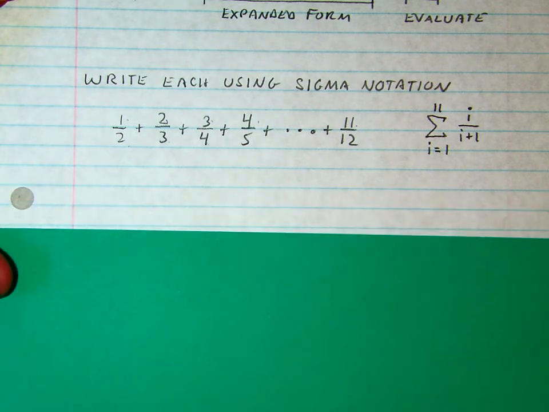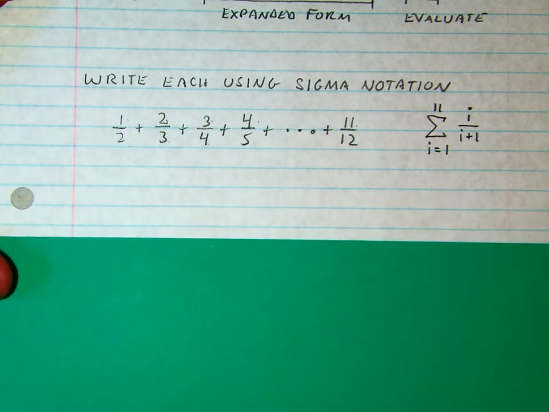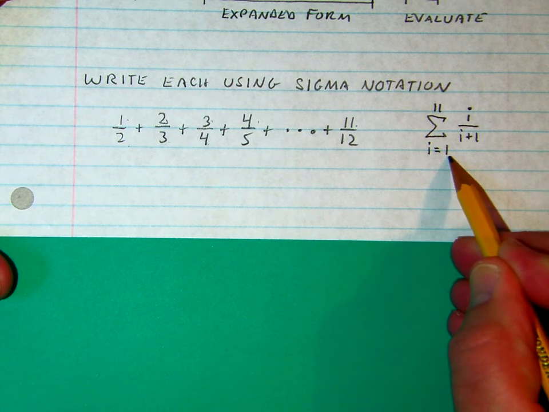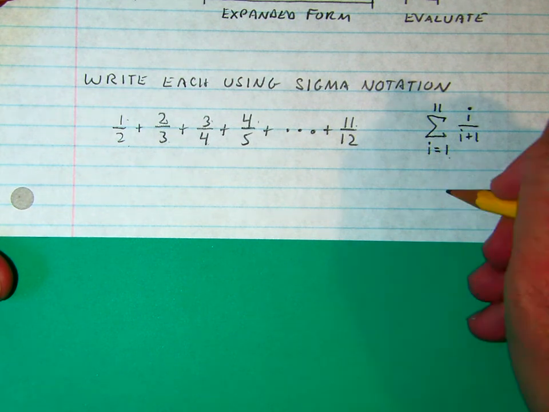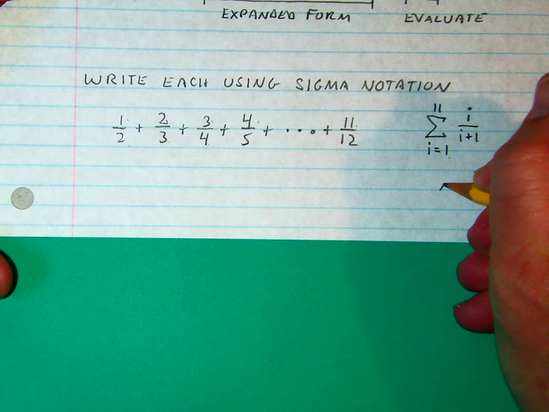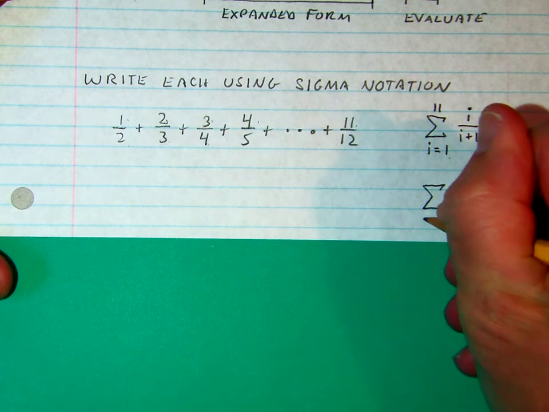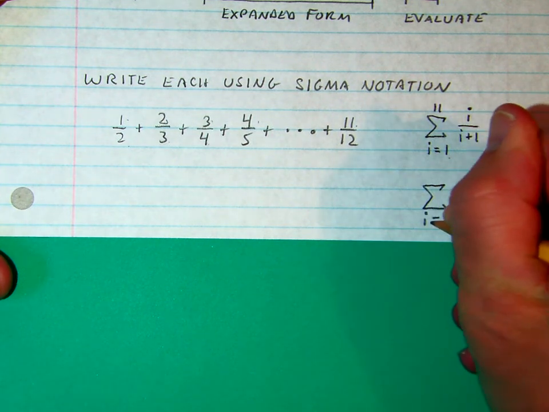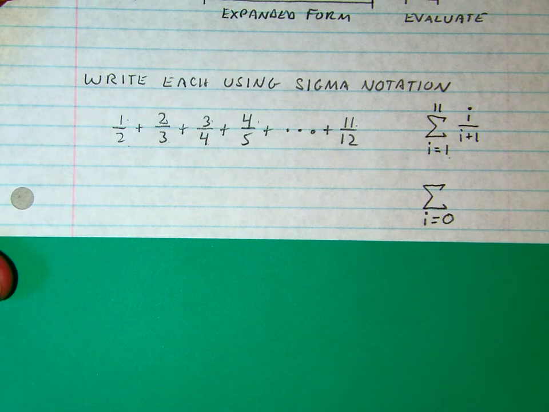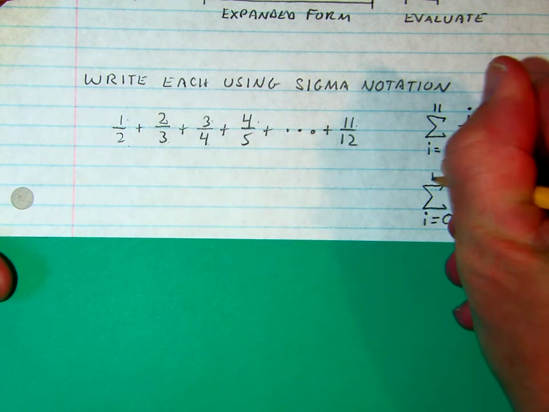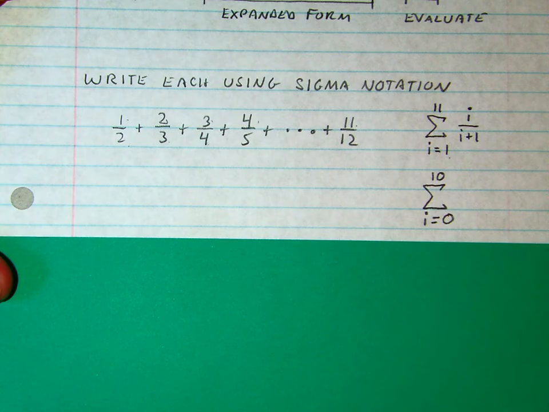Now, in many areas of math that use summation notation, it's not always best to have that start with a 1. A lot of times it's more convenient to start with a 0. So one of the skills that you should have is to be able to change from one to the other. So what if we wanted to start at 0? Well, if we're starting at 0 and we're going to be producing the same number of terms, that means that we'd have to stop at 10.